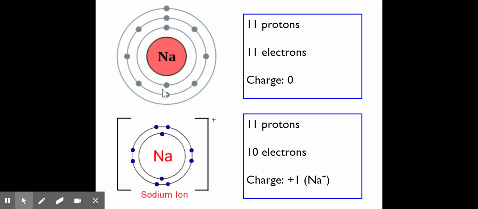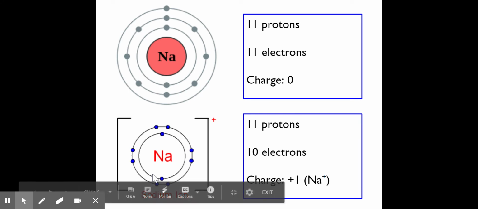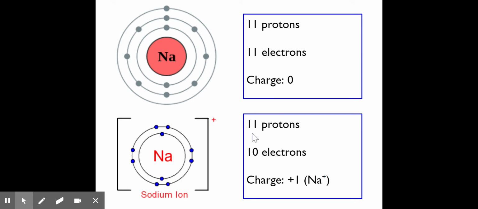But as we said, all atoms want to be stable and they want to have a full valence electron arrangement. So sodium would prefer to give away this one. Once it gives away one, it has two energy levels. The first energy level is 2, the second one is 8, and there's no third level anymore because this electron is given away. Once it gave away one, it has 10 electrons left. So it still has 11 protons and 10 electrons.